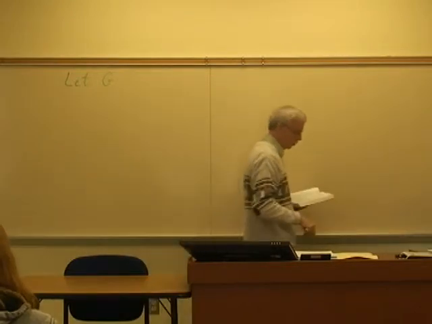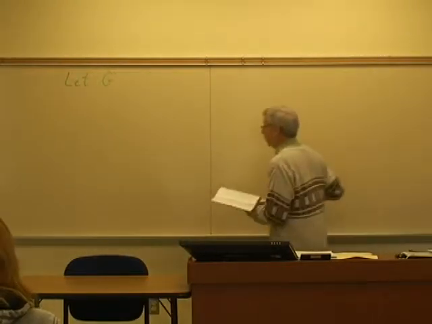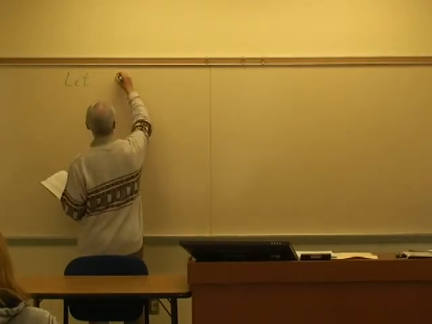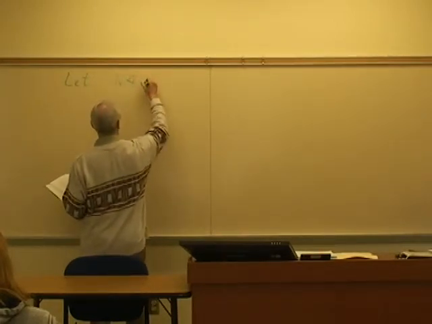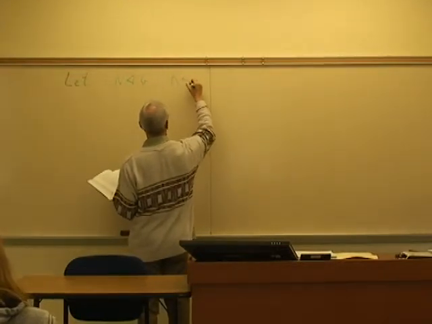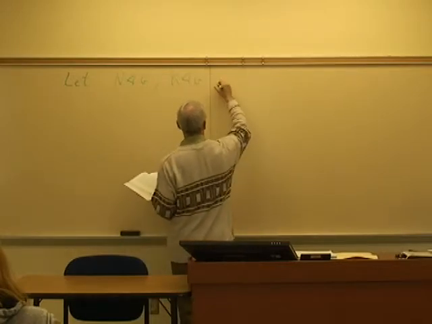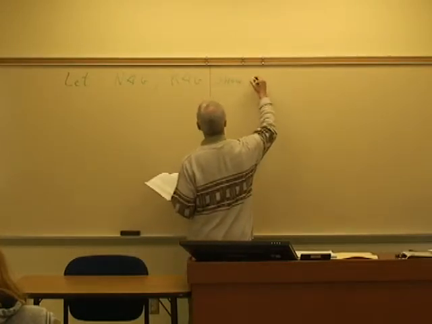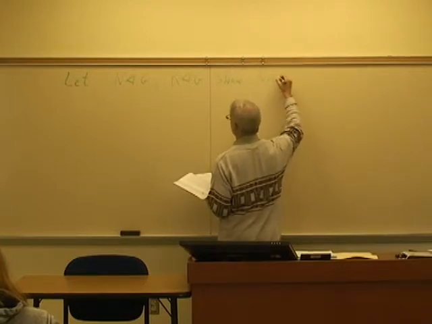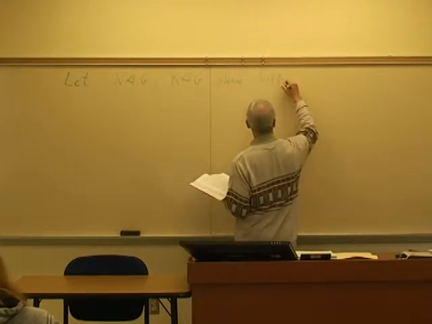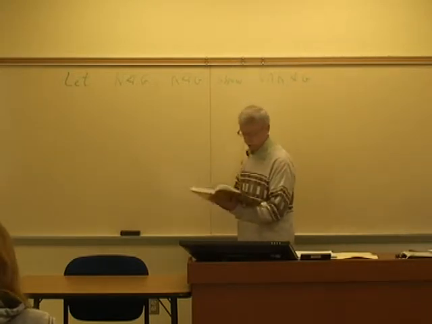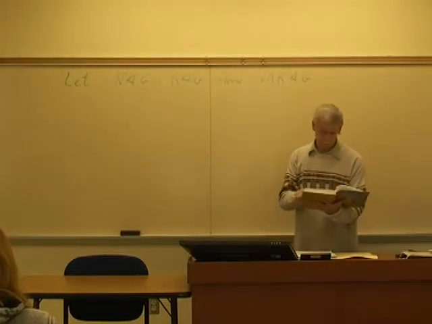There are two subgroups of G that are normal. And we are to show that the intersection must be normal. And that's the correct statement of the problem.